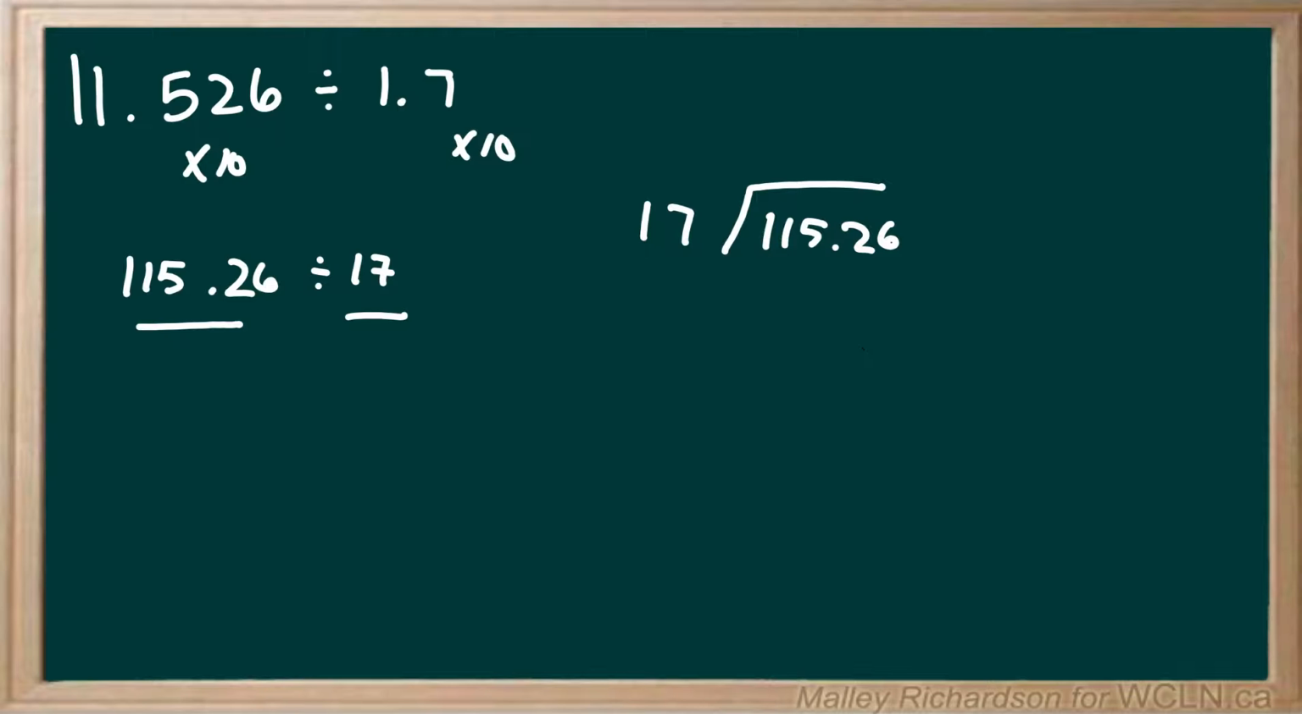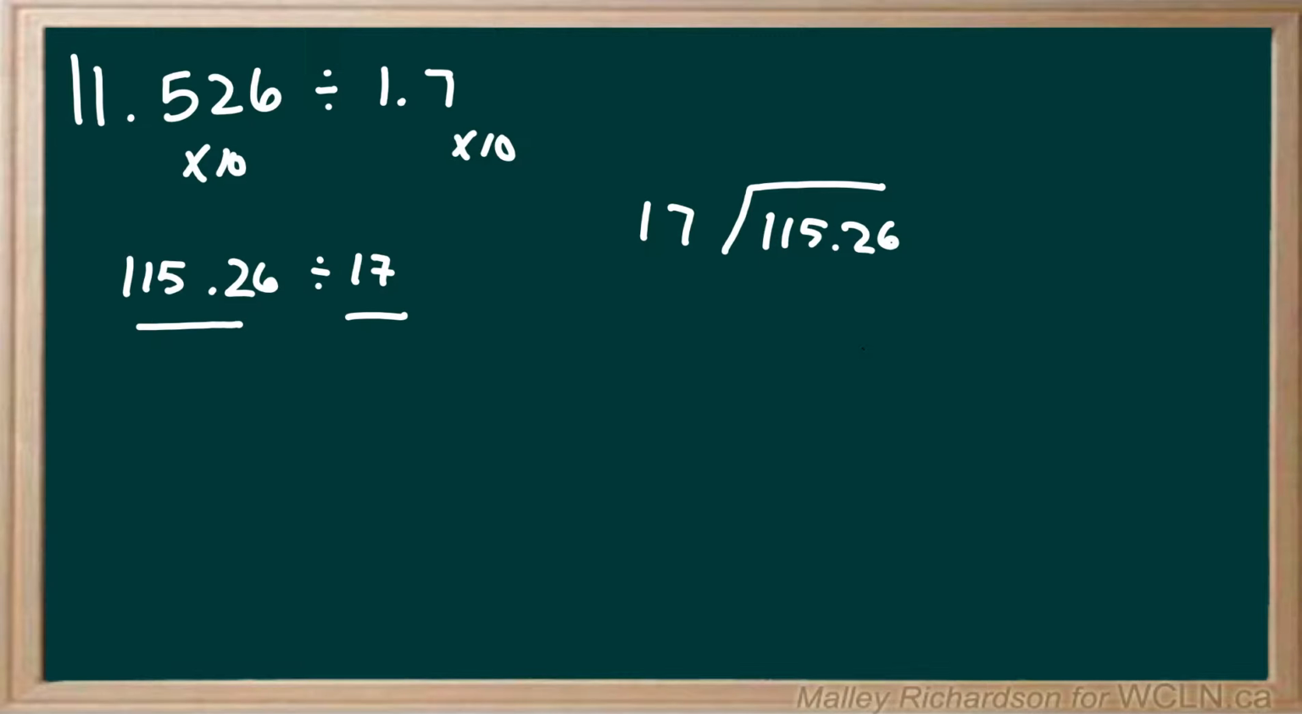Now we first have to see, does 17 go into 1? And 17 does not go into 1, so then we move on to the next two numbers. Does 17 go into 11? 17 does not go into 11, so then we have to move on to the next three numbers and see how many times 17 goes into 115, which is 6 times.